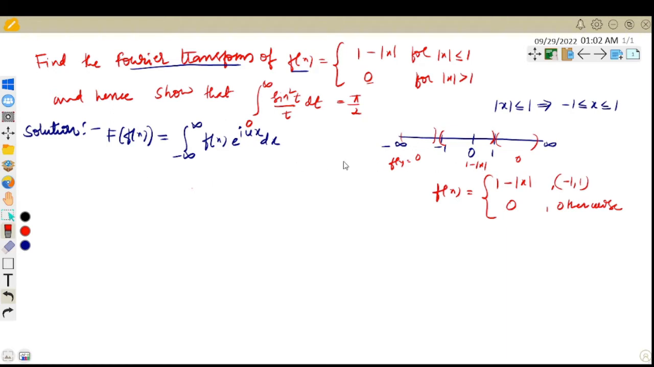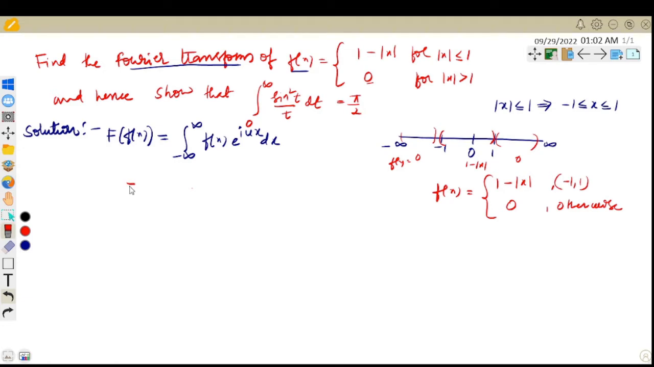Fine. Now let us use this. We are going to use one of the properties of a definite integral, which I used in the last video. Just go back and see the video. I will give the link of the video in the description. Please go through the video.